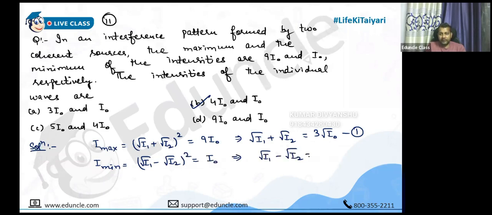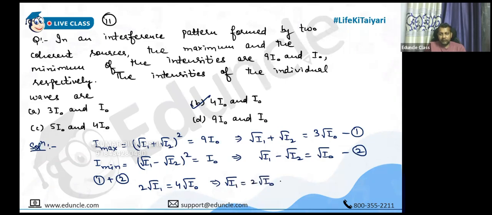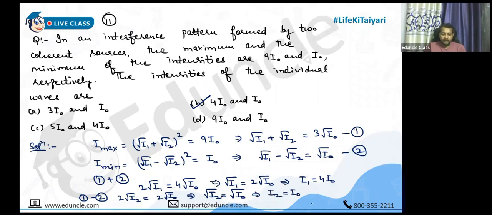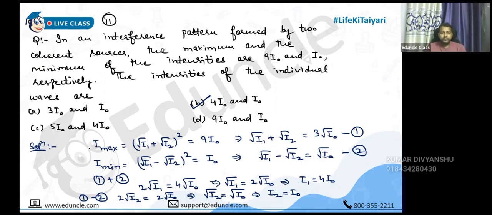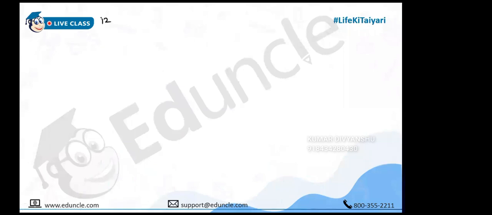I'm assuming I1 to be higher than I2. So now if you add 1 and 2, 2 root I1 is 4 root I0. Root I1 is 2 root I0. So I1 is 4 I0. Na? Okay. And if you subtract 2 from 1, isn't it the easiest and the shortcut one? Okay. Clear? Yes. We have other ways also, in fact, but this is the shortcut one. Done, everyone? Yes. Next one.